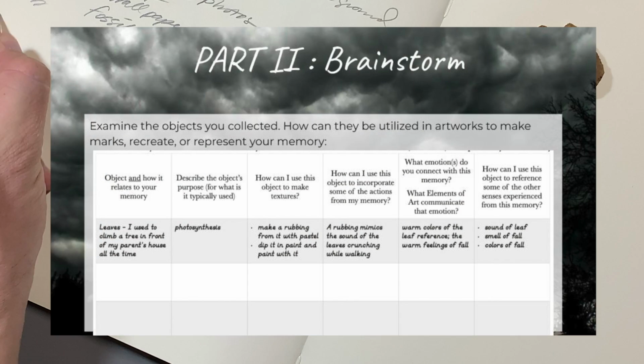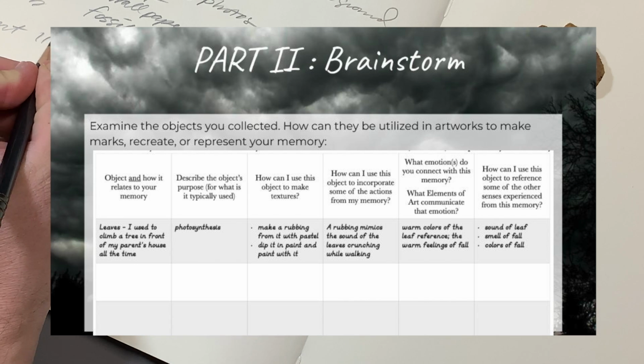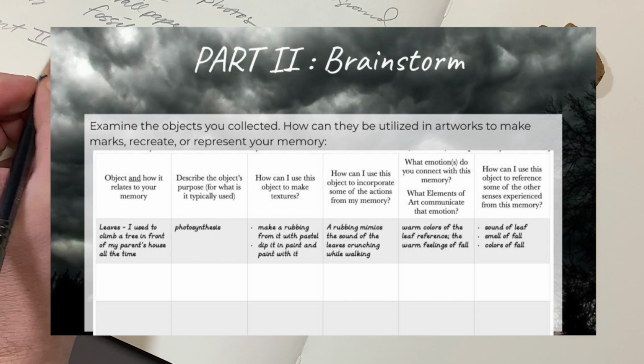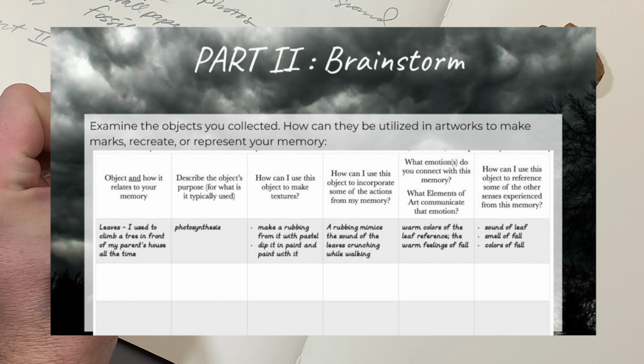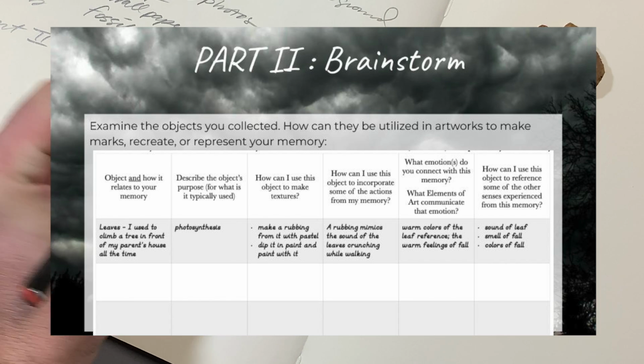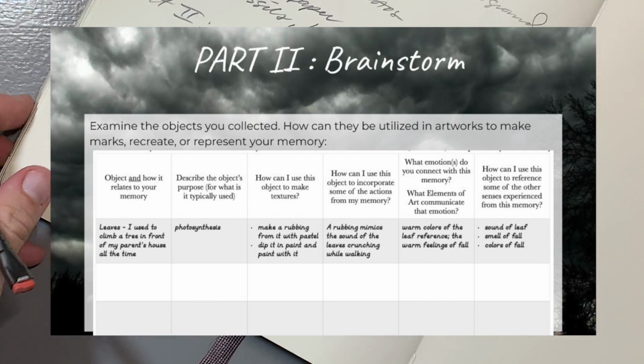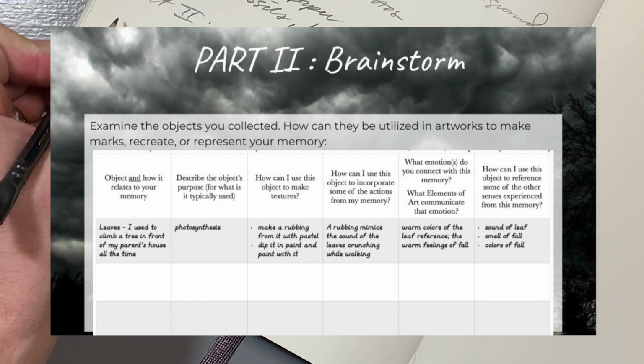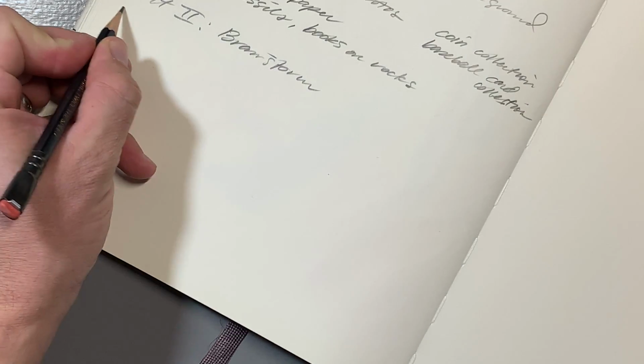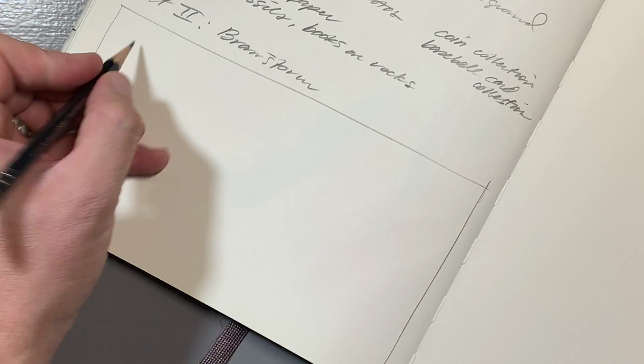So part two is going to be our brainstorming. So now thinking about what I can do with these objects. How does it relate to my memory? The purpose of it, how can I use the object to make textures? How can I use it to incorporate some of the actions from my memory? I'm just going to think about those questions.